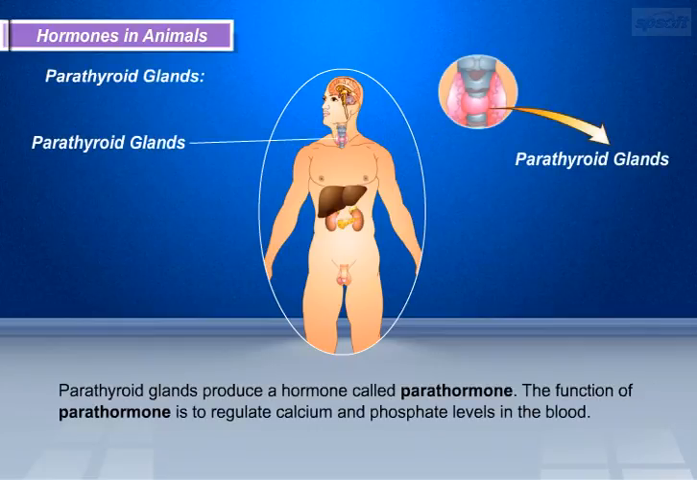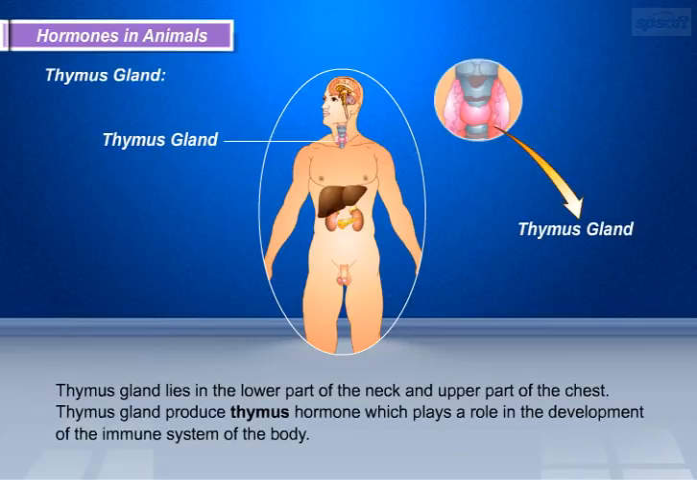Parathyroid glands. Parathyroid glands produce a hormone called parathormone. The function of parathormone is to regulate calcium and phosphate levels in the blood. There are 4 small parathyroid glands, which are embedded in the thyroid gland. Thymus gland. Thymus gland lies in the lower part of the neck and upper part of the chest. Thymus gland produces thymus hormone, which plays a role in the development of the immune system of the body.